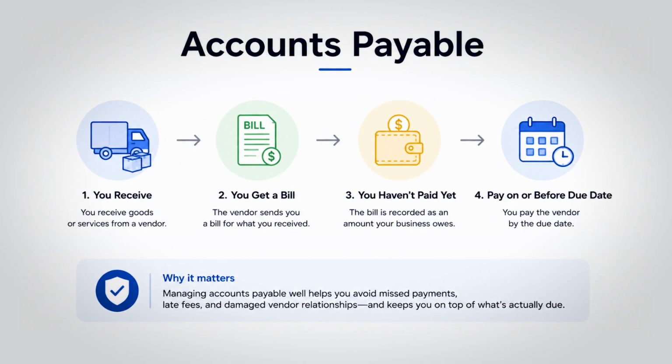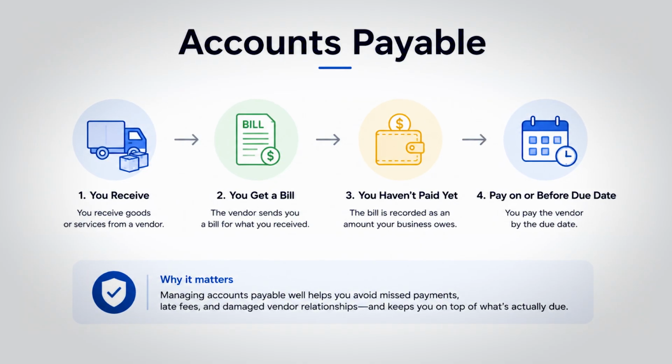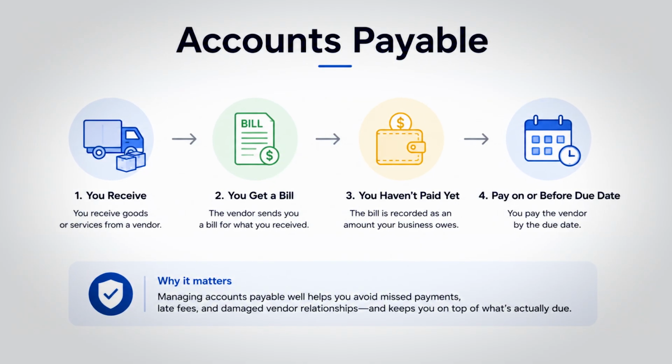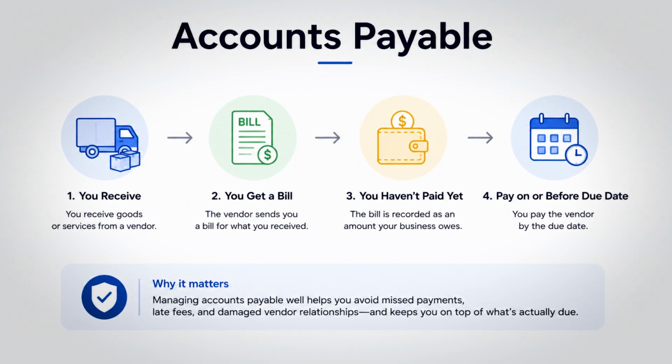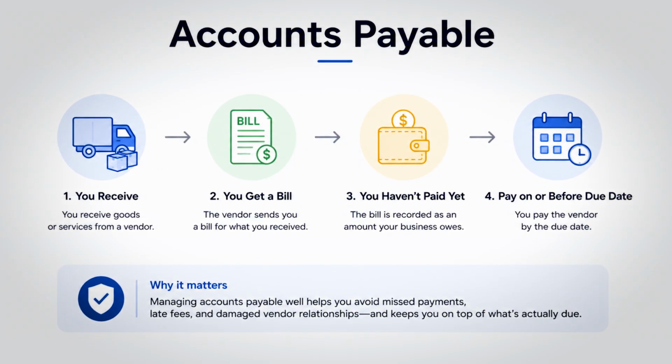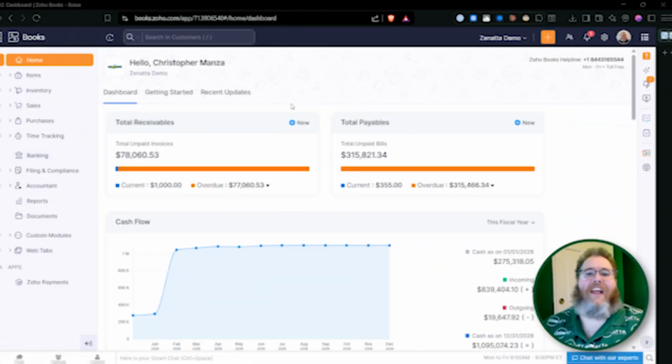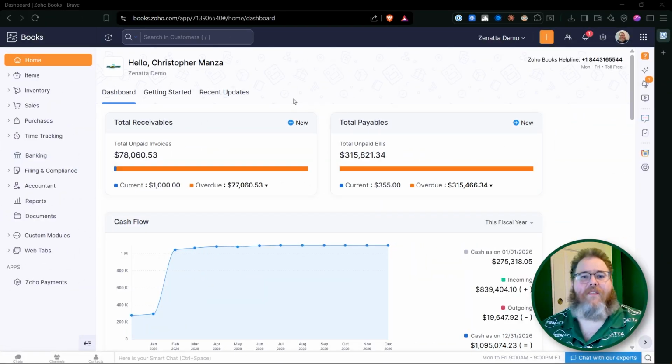Accounts payable is the flip side of accounts receivable. It's what your business owes to vendors for goods or services you've already received but haven't paid for yet. Managing it well keeps you from missing payments, incurring late fees, damaging vendor relationships, or losing track of what's actually due. Let's start at the vendor level, since a lot of accounts payable headaches trace back to setup.